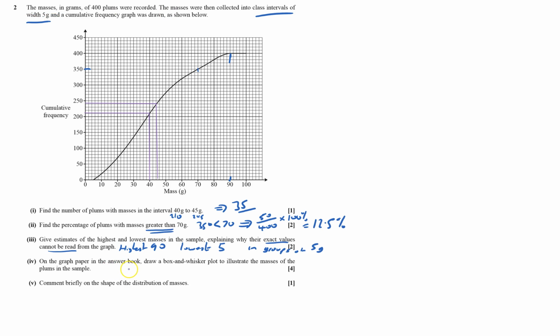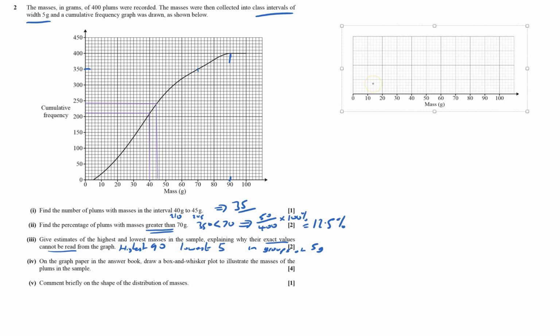On the graph paper in the answer book, so I need to draw the box and whiskers plot. Lowest value is 5, so line at 5, and then I need the lower quartile, or 200 will be the median, so 100, and that gives me 25, so line at 25. Median will be 200, go down 200, so half a square away, so that'll be 39. And the next one is going to be at 300. As I go across that, that's 53.